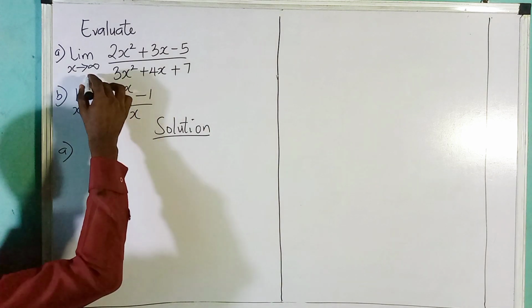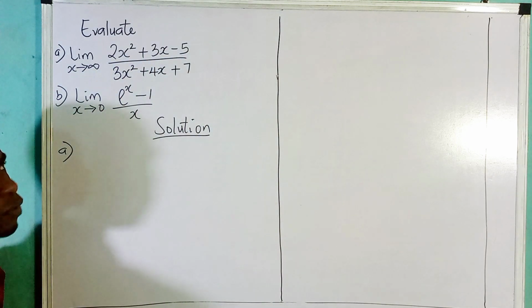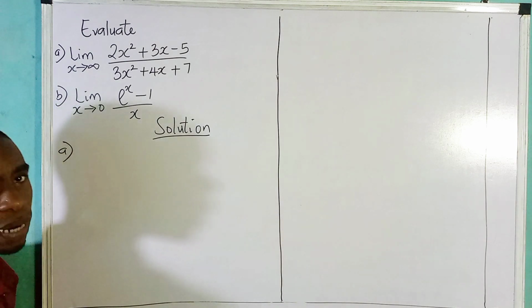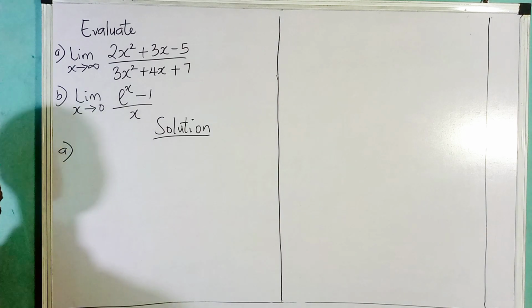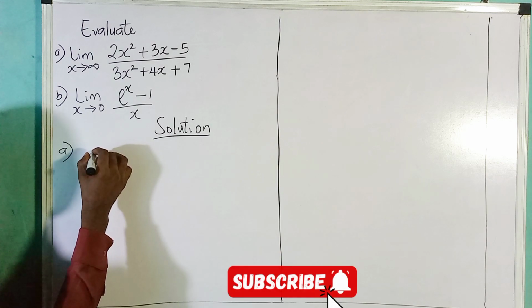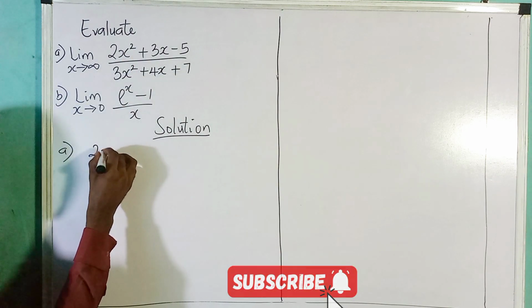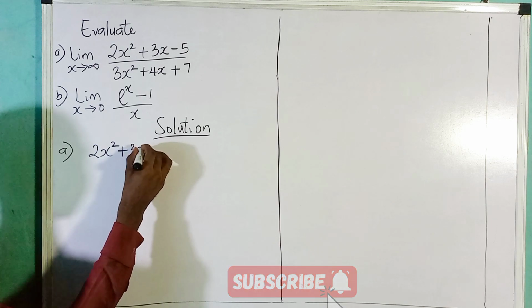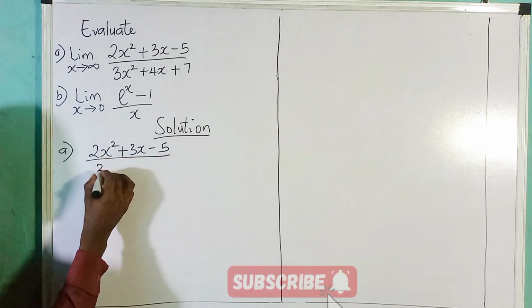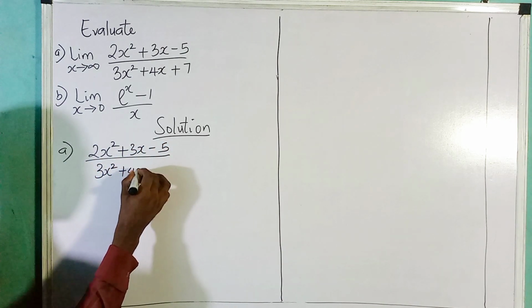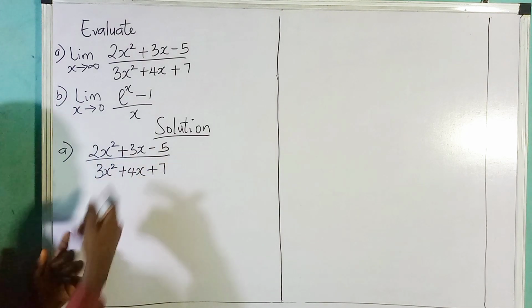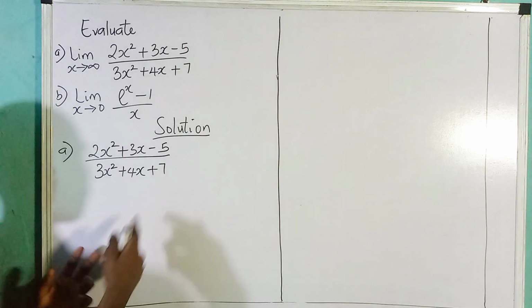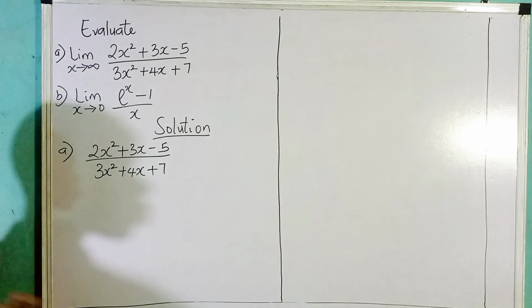If I was to put in infinity for each of them, we'll be having infinity divided by infinity. And I want to solve it in a different way, with a different approach. So this is what I'll do. Let's say we have 2x squared plus 3x minus 5, and then we have 3x squared plus 4x plus 7. What if we divide the numerator by x squared and also divide the denominator by x squared throughout?